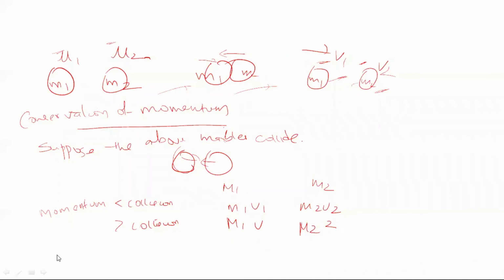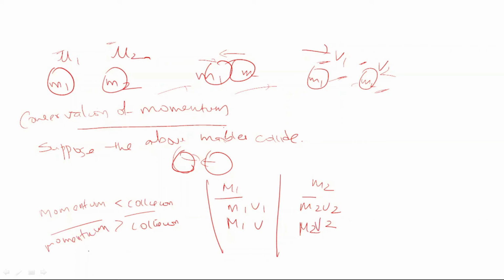I will repeat. Suppose the marbles collide with each other. You make three columns: marble 1, marble 2 and the explanation. Number 1, momentum before collision: m1 u1 under marble 1, m2 u2 under marble 2. Second point is momentum after collision: m1 v1 and m2 v2.